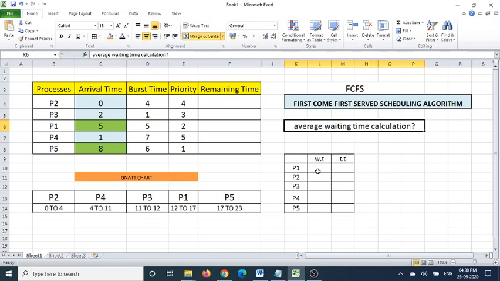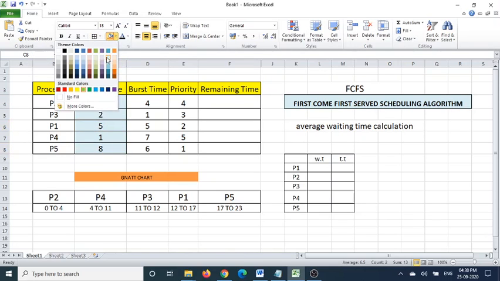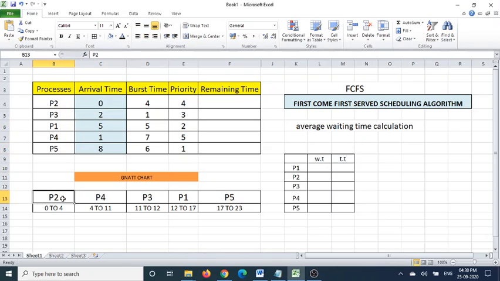Okay, so here P2, how long has P2 waited? P2 comes into the queue. Now all are finished. Now P2, how long did it wait in the ready queue? Can you just see this? P2 got the CPU at 0. It got into the ready queue at 0. So that means its waiting time is 0.